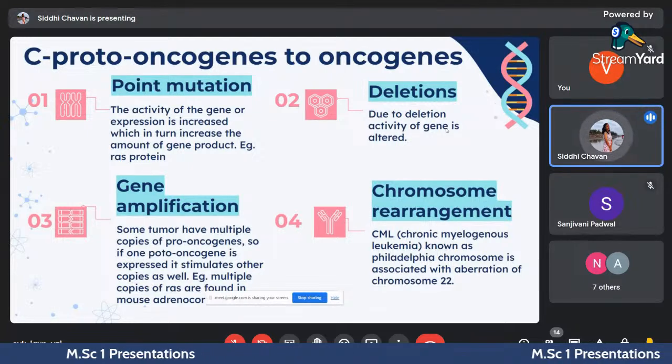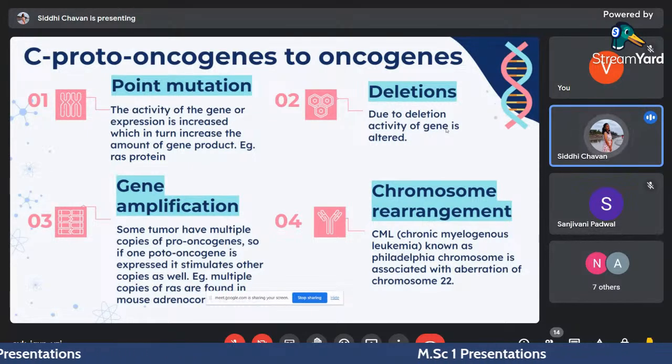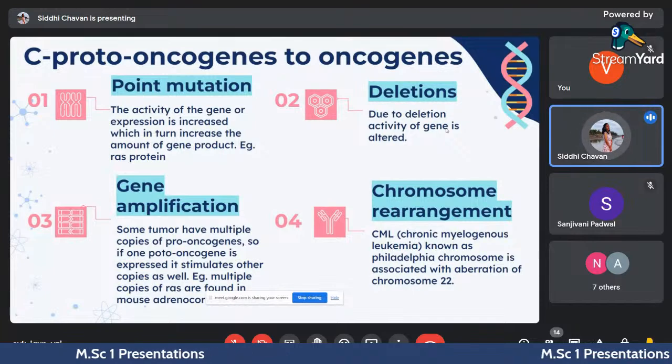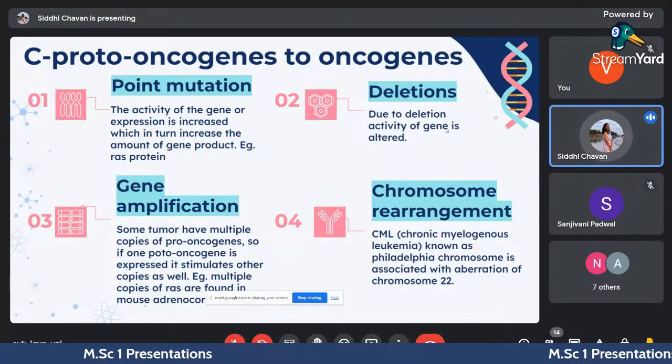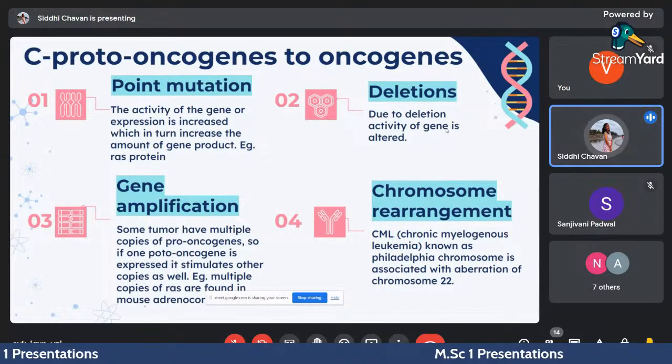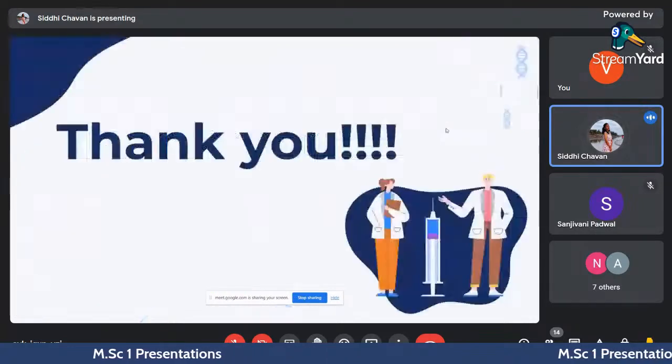Next, the fourth one is the chromosomal rearrangement. In chromosomal rearrangement, CML, which is also known as chronic myelogenous leukemia, or the Philadelphia chromosome, is a well-known example as it is associated with the aberration of chromosome 22. So these are some factors or changes which influence the proto-oncogenes to convert to oncogenes and cause cancer. These are the references, and thank you.